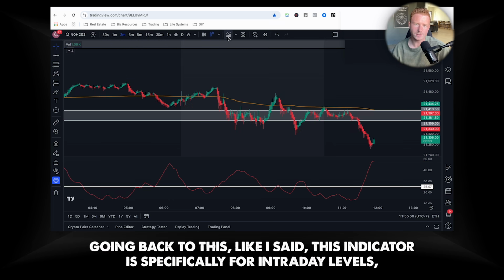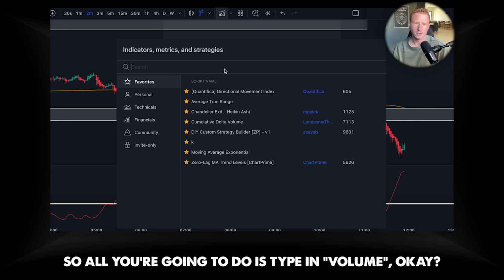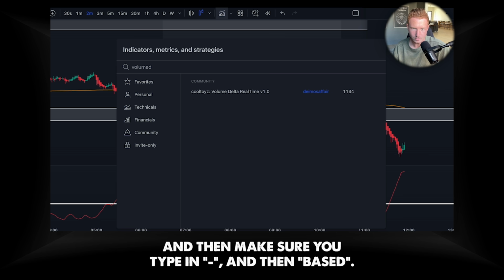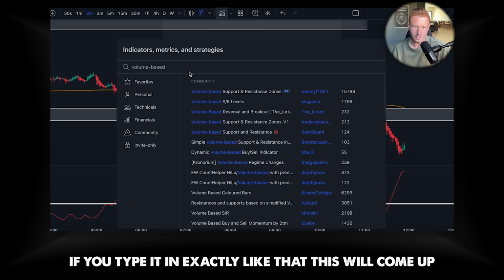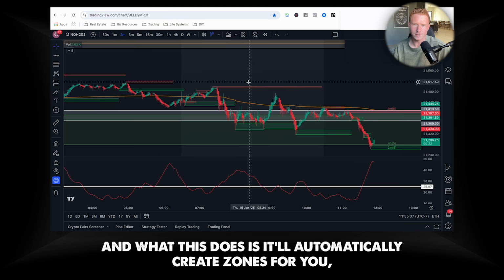Going back to this, like I said, this indicator is specifically for intraday levels. So moves we're making during the day, okay? So all you're going to do is type in volume, okay, and then make sure you type in dash and then based. If you type it in exactly like that, this will come up, volume dash base support and resistance zone. Just click on this, and what this does is it'll automatically create zones for you.